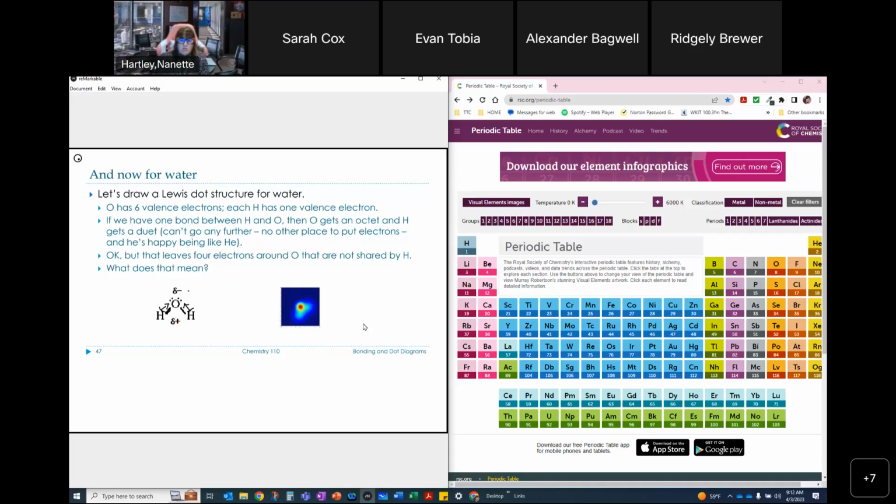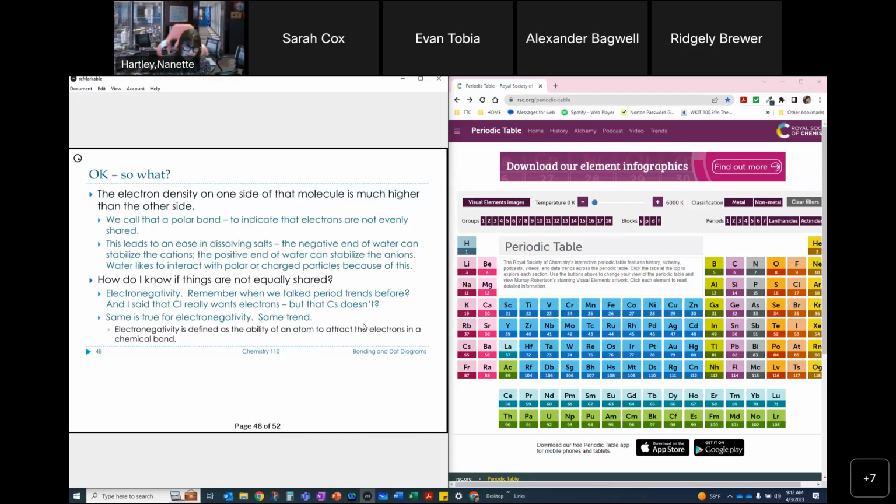Now, that partial charge is part of why we see some of the things that we see. So that's an interesting thing. Electron density on one side of that molecule is much higher than the other side. That's a polar bond, indicating the electrons are not evenly shared. This leads to an ease in dissolving salts.